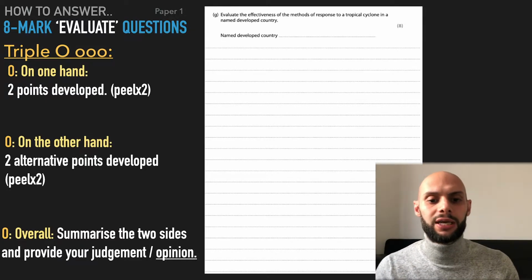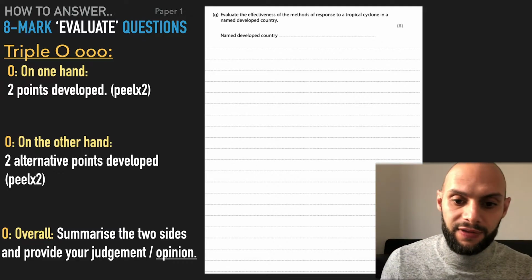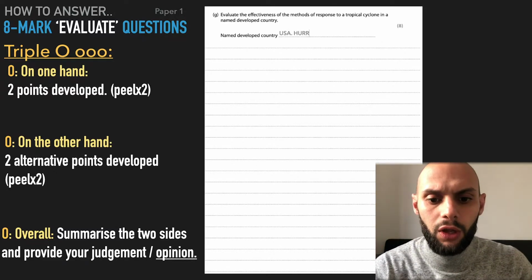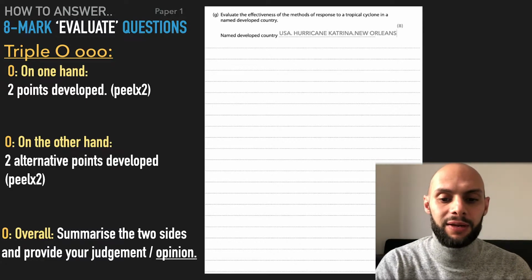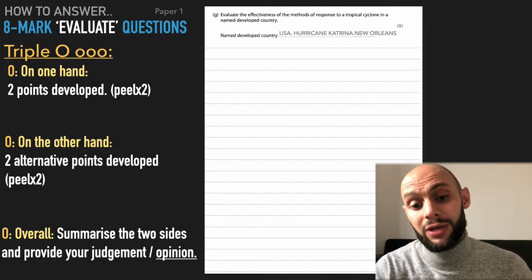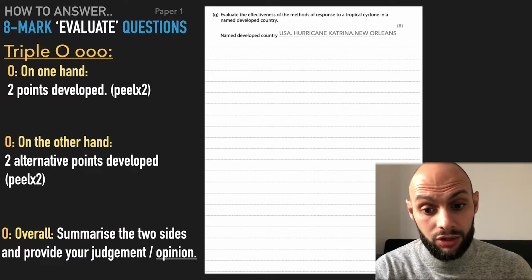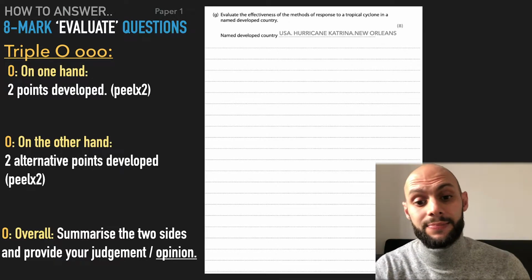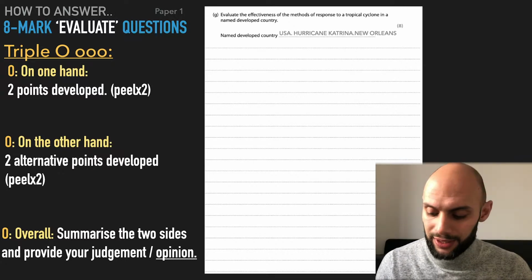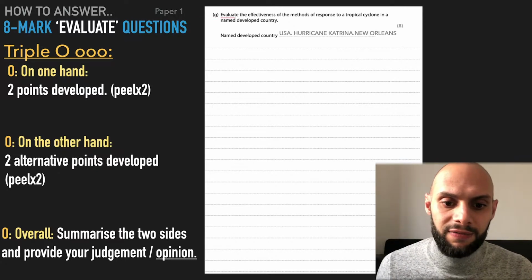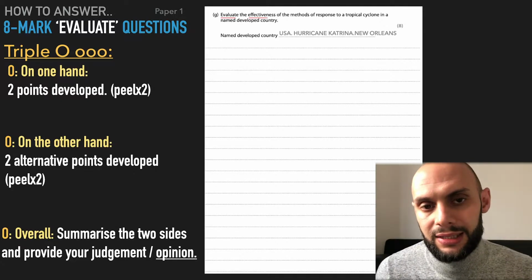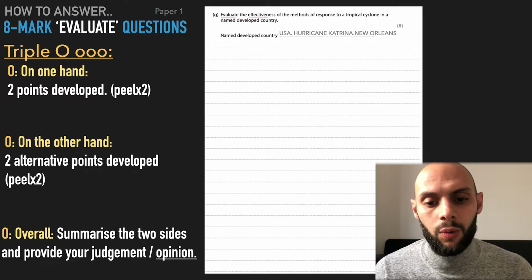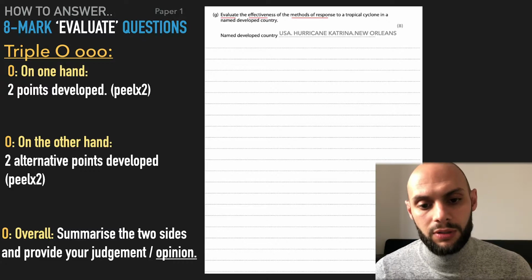Okay, so the question here we have: evaluate the effectiveness of the methods of response to a tropical cyclone in a named developed country. So my named developed country, our case study, is the USA, Hurricane Katrina in New Orleans. So the question is evaluate, yeah? Let's underline these. Evaluate the effectiveness. I think that's the key. How effective were the methods of response?